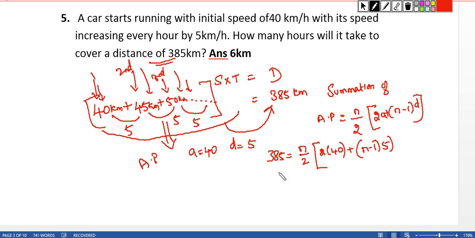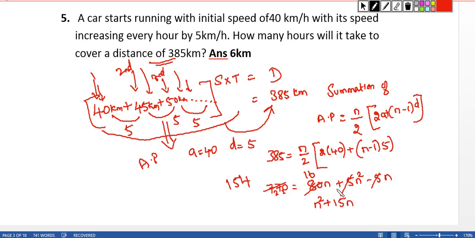So this is 380, 760, 770, which is equal to 80n plus 5n square, 5n square minus 5n. We can cancel 5 from all these terms. So this is 16n minus n, which is equal to 15n. So this is n square plus 15n, right?